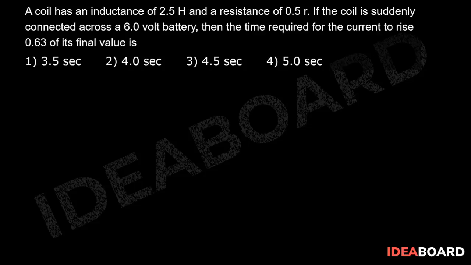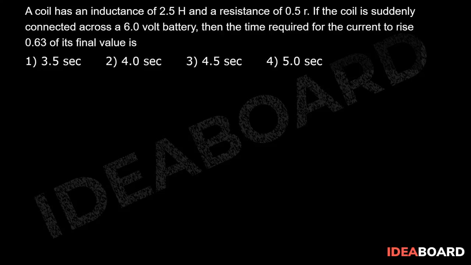A coil has an inductance of 2.5 Henry and a resistance of 0.5 ohm. If the coil is suddenly connected across a 6-volt battery, then the time required for the current to rise to 0.63 of its final value is.